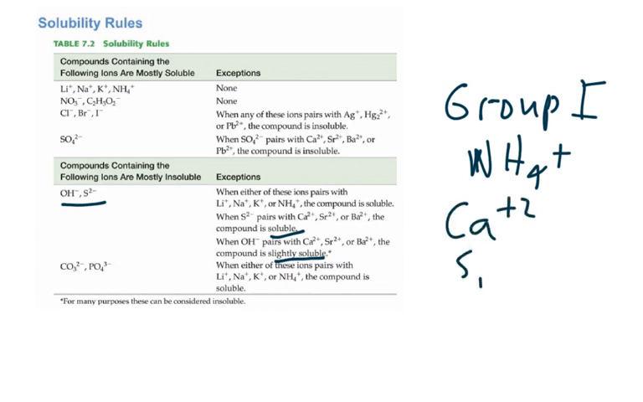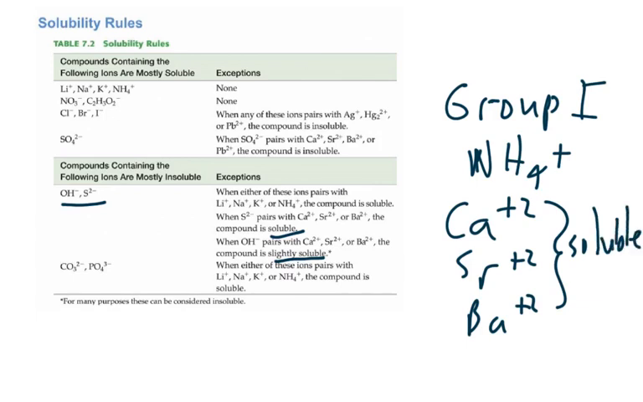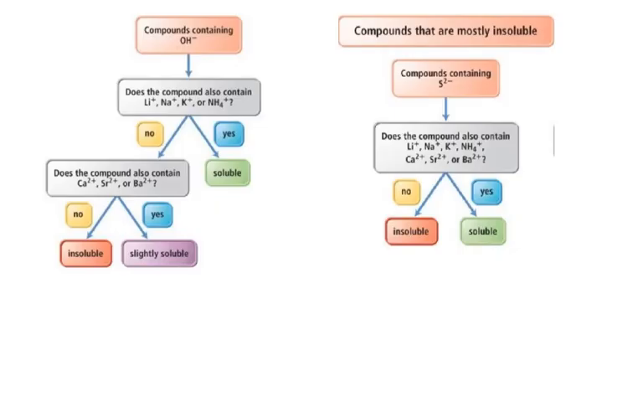It says soluble and slightly soluble, but for simplicity, if hydroxide or sulfide are paired up with the ions calcium, strontium, or barium, we're going to consider these soluble. Although it says slightly soluble for hydroxide, we're going to consider both of these to have the same rule. Let me show you what I mean. Here we have the flow charts for both ions. I believe what you should remember is treat both with this rule.